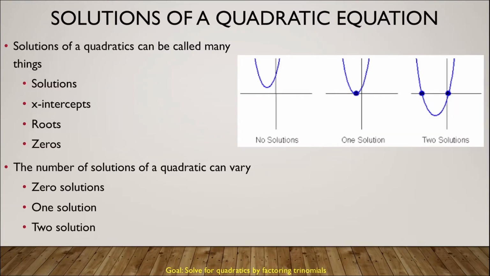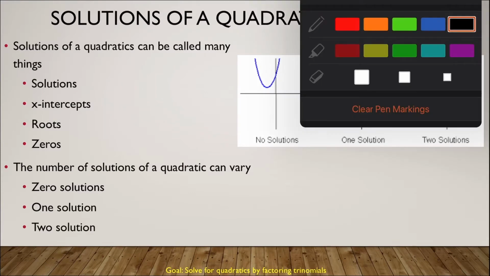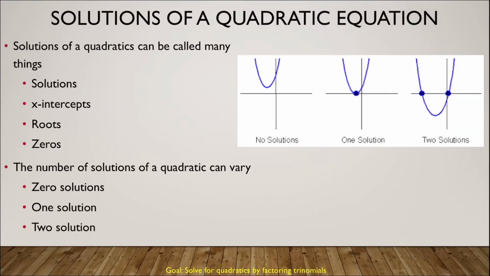Alright, so solution of a quadratic equation. We call them many different things, and we'll discover why as we move along with talking more about quadratics. We talk about them as solutions. We talk about them as x-intercepts because that's where they cross the x-axis. We call them roots, and we call them zeros, okay?